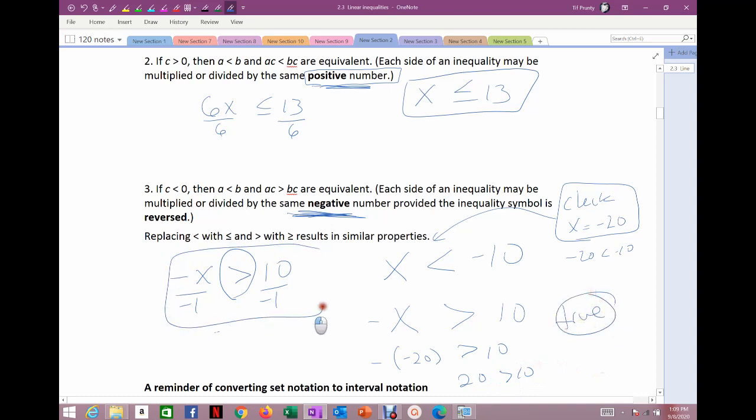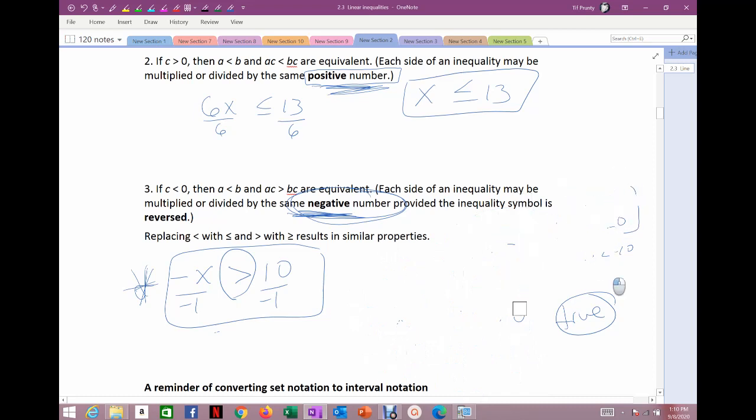And when in doubt, the biggest thing, and again, this is the thing that most students will forget: if it's a positive number, I don't have to worry about it. Positive numbers are fine. If it's a negative number, you have to flip the sign. You have to reverse the inequality. If you don't reverse the inequality, you'll get the exact opposite answer from what you really want. And again, you can always check your answers by plugging something in.